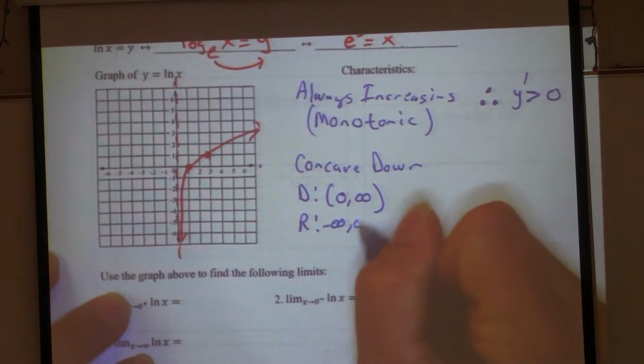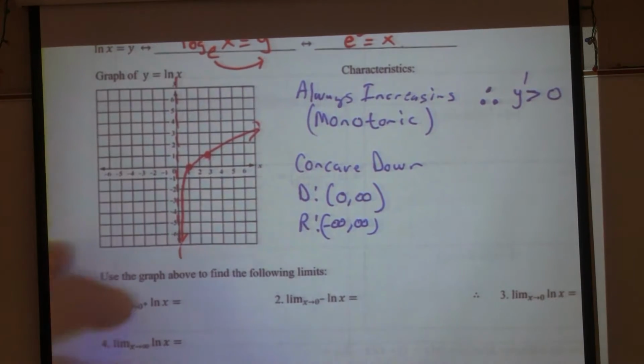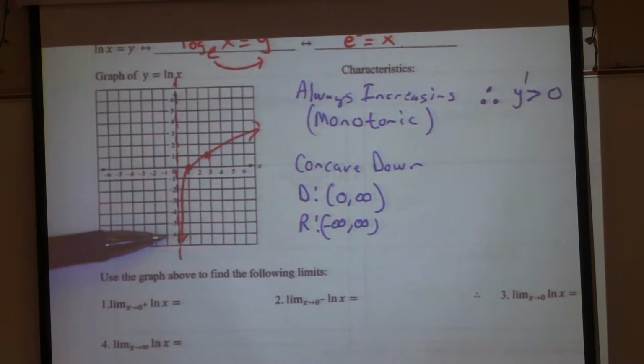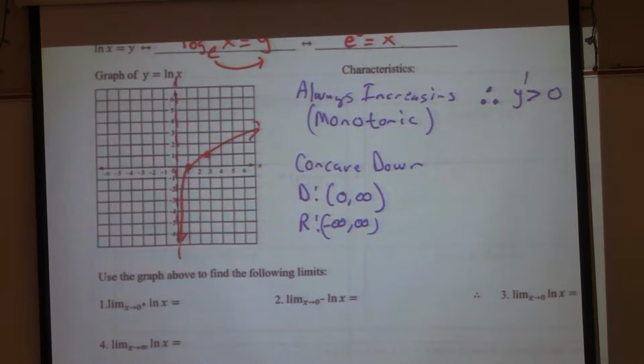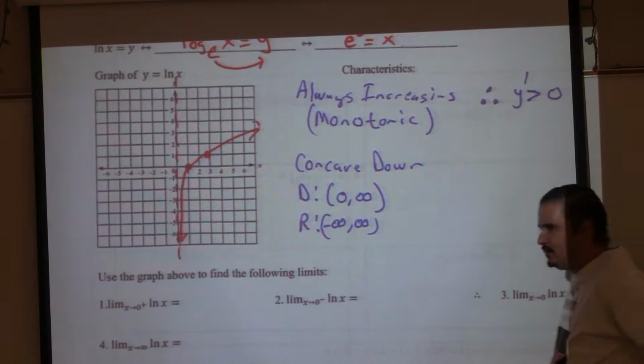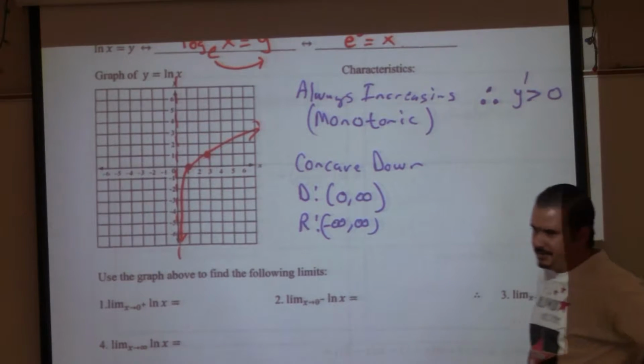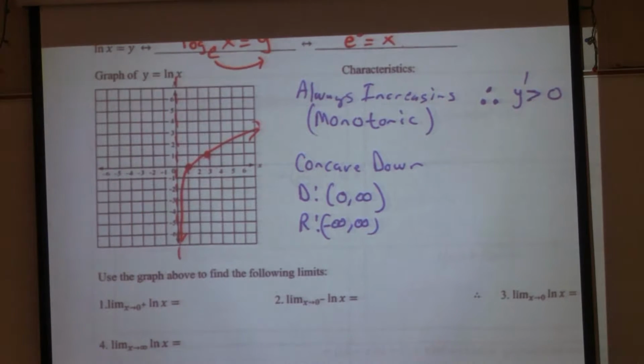Negative infinity to positive infinity. So range, now we're talking about y values that I can touch my graph at, and it looks like we can touch it at all the y values. Okay, so another way of saying that would be all real numbers. Very good. Not the imaginary ones. Okay? Cool? Alright, how about these limits?